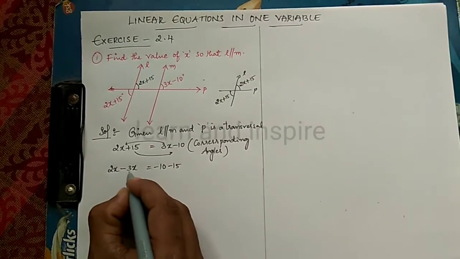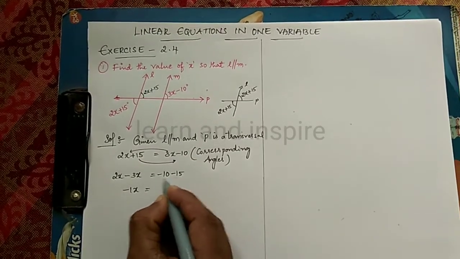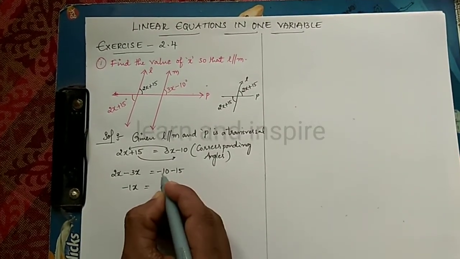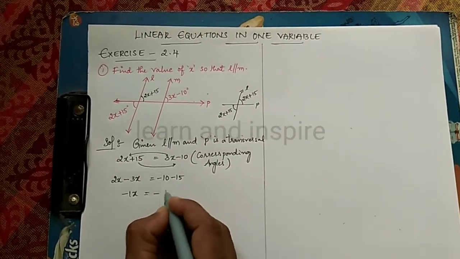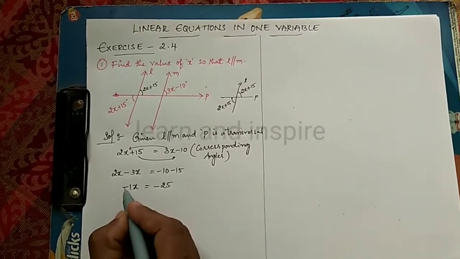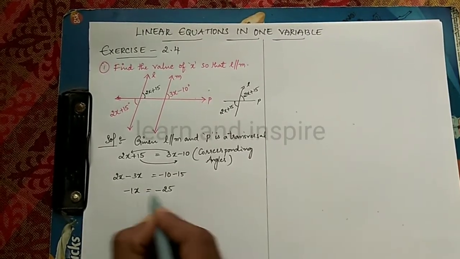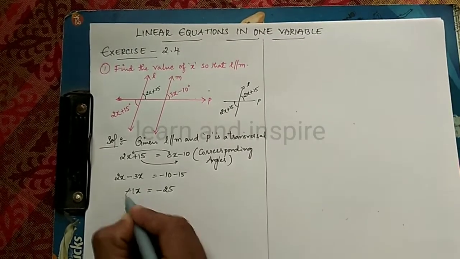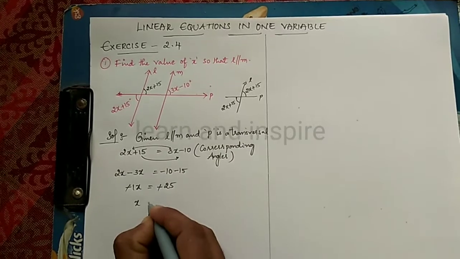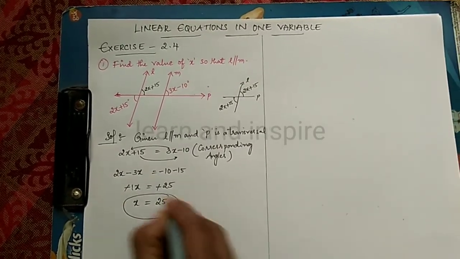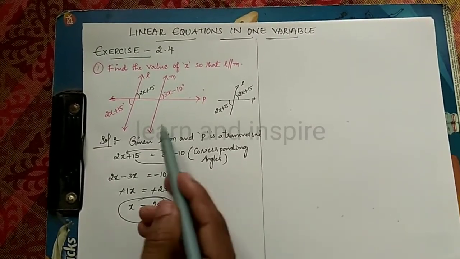2x minus 3x is minus 1x, or minus x, which is equal to, here we are adding two negative integers. If we add two negative integers, the result will always be negative, and adding the numbers, 10 plus 15 is 25. Now you can see in both LHS and RHS we have a negative sign, with an equal sign in between, so we can cancel the negatives. Minus minus gets cancelled. 1x is nothing but x, which is equal to 25. That means the value of x is 25 degrees. So this is the first question.